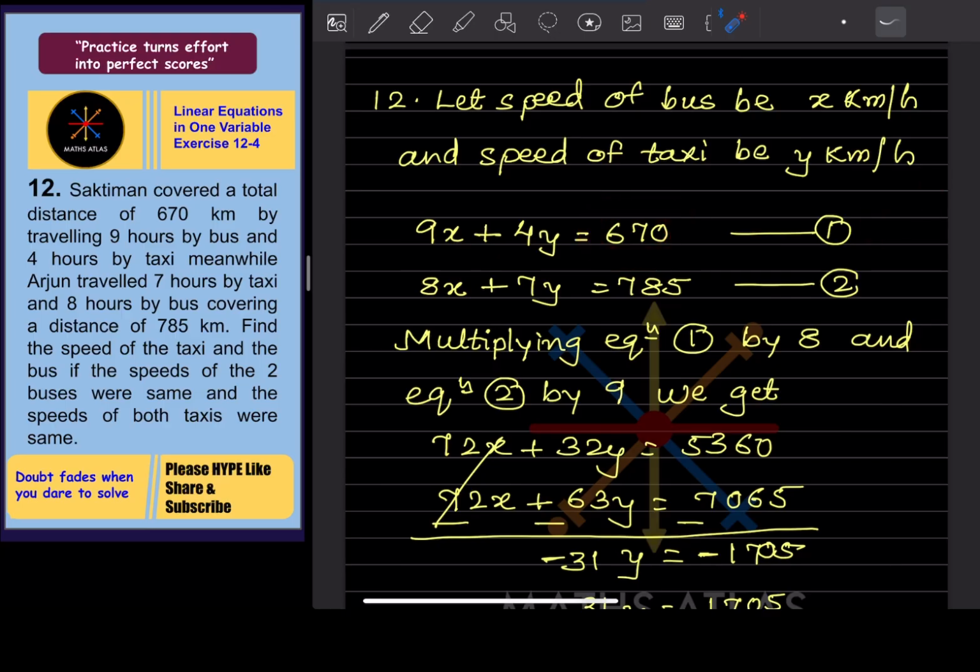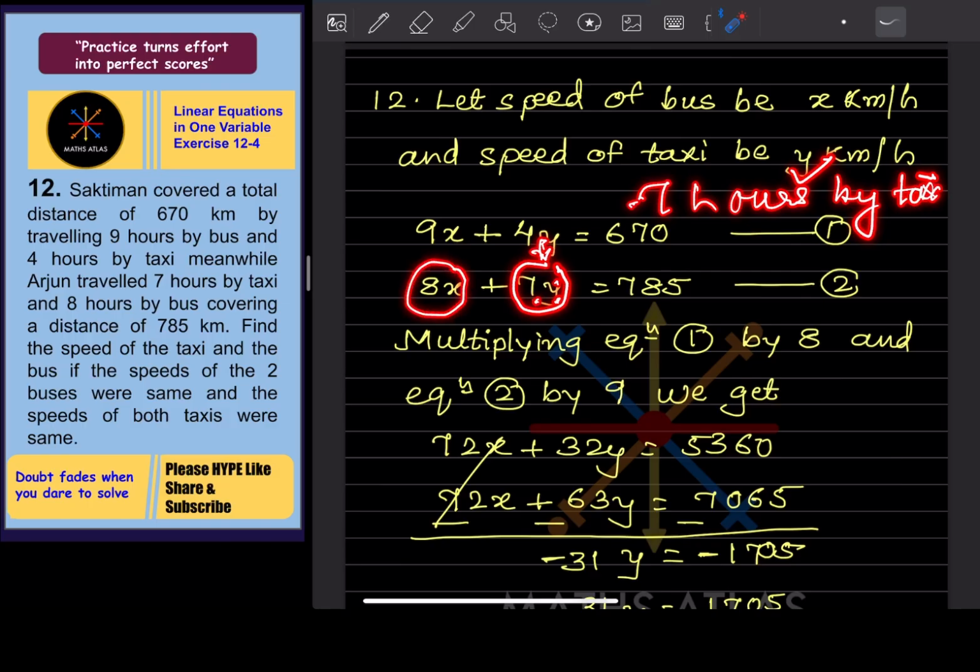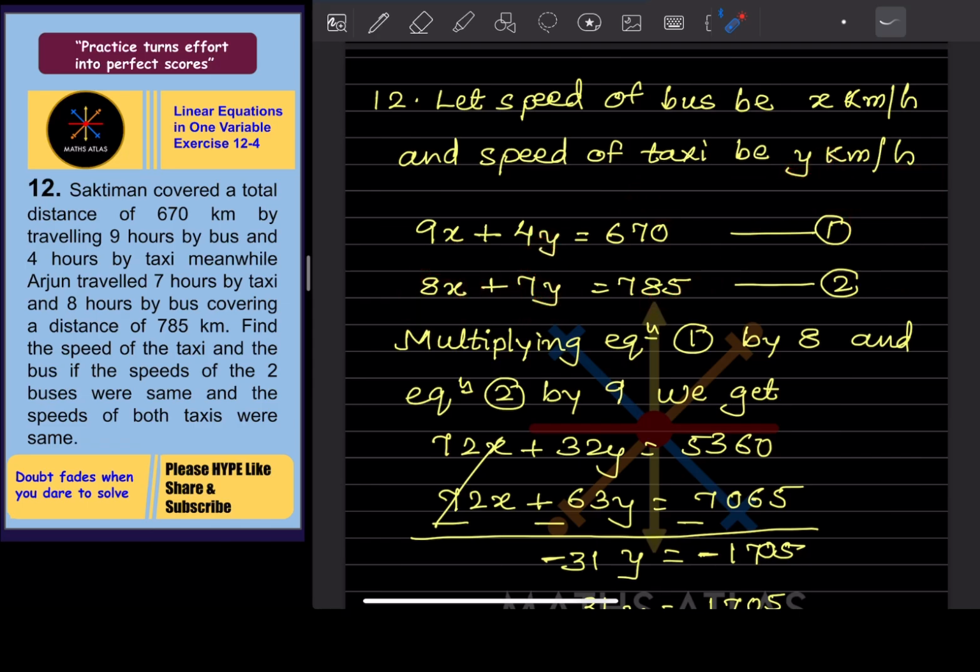In equation number 2, it's given 8 hours by bus, so 8x, and 7 hours by taxi. Arjun traveled 7 hours by taxi, and taxi is y. So they are twisted over here, so we have to be very careful. It's given 7 hours not by bus, but by taxi. So taxi is 7y, and 8 hours by bus is 8x. You have to be very careful with this sentence. Covering a distance of 785, this will be equation number 2.